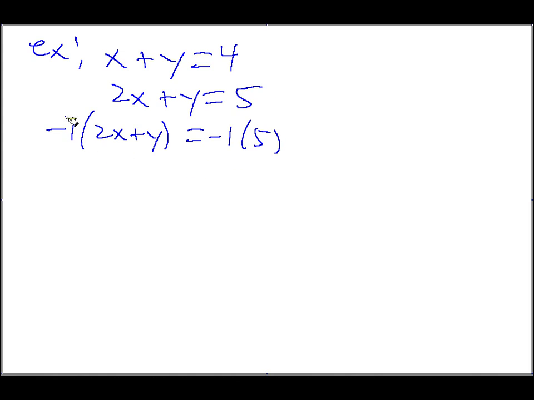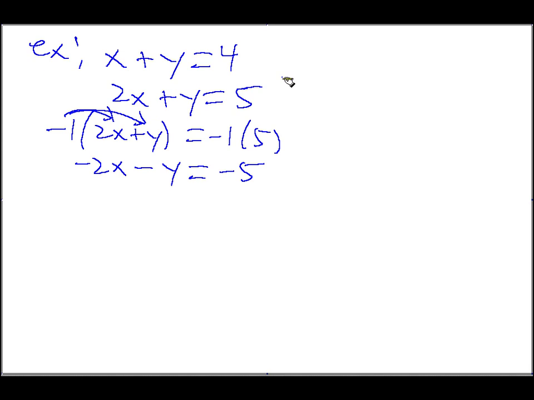So let's do that. Negative 1 times 2x is negative 2x, and negative 1 times positive y is negative 1y. And that's equal to negative 5. Negative 1 times 5, negative 5, all right? So after I multiply both sides of the second equation by negative 1, as you can see, I get negative y, which is what I want.